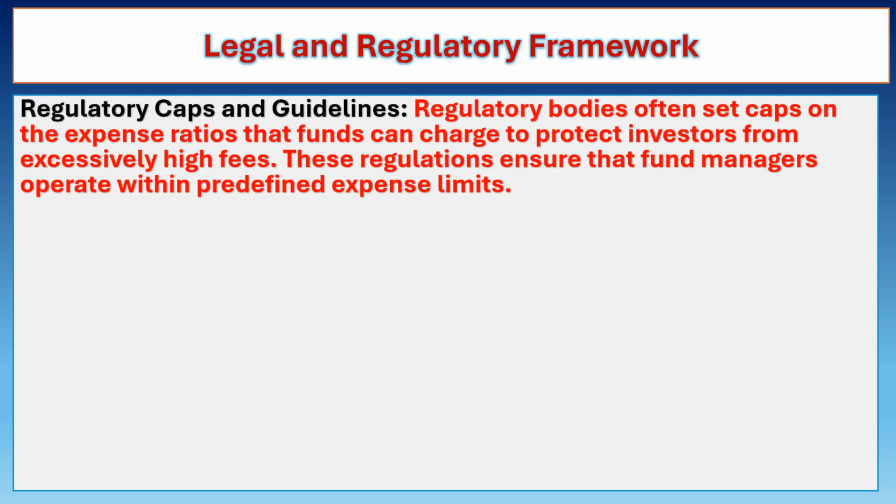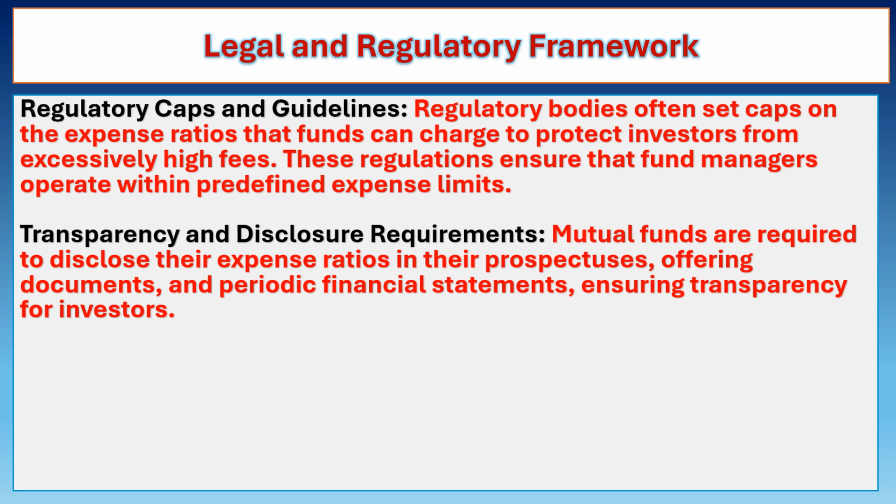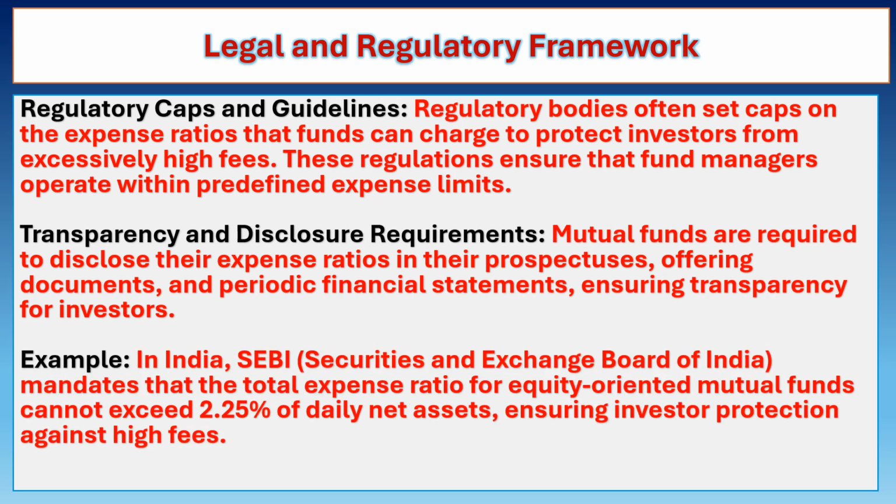Legal and regulatory framework. Regulatory caps and guidelines. Regulatory bodies often set caps on the expense ratios that funds can charge to protect investors from excessively high fees. These regulations ensure that fund managers operate within the predefined expense limit. Transparency and disclosure requirements. Mutual funds are required to disclose their expense ratios in their prospectus, offering documents, and periodic financial statements, ensuring transparency for investors. For example, in India, SEBI, the Securities and Exchange Board of India, mandates that the total expense ratio for equity-oriented mutual funds cannot exceed 2.25% of daily net asset value, ensuring investor protection against high fees.